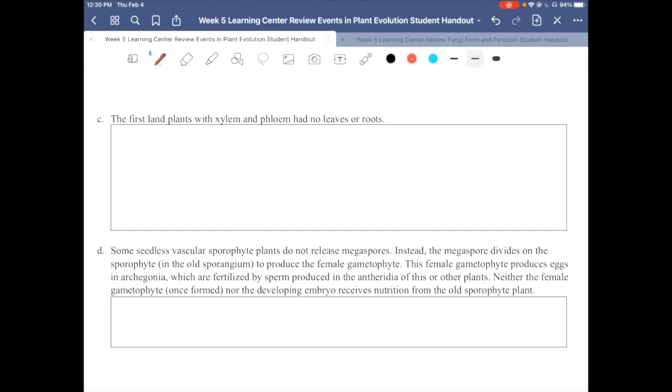So taller plants are less likely to be shaded. As a result, they're able to gather more energy compared to shorter plants that are lower. And so they had better survival and reproductive rates than shorter plants. So that was true even if they had no leaves or roots.